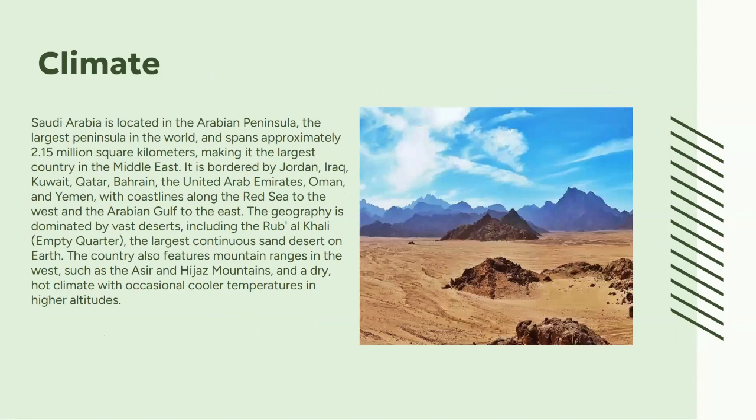And this brings us into the climate. So Saudi Arabia, as I mentioned, is in the Arabian Peninsula, and it has a dry climate with occasional cool temperatures, and often temperatures, especially in the summer, reach around 50 degrees Celsius on its hottest days.